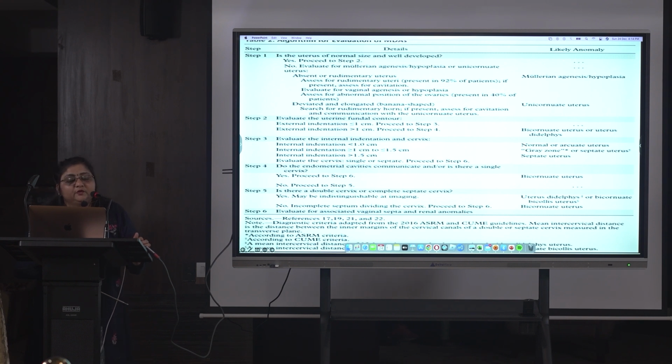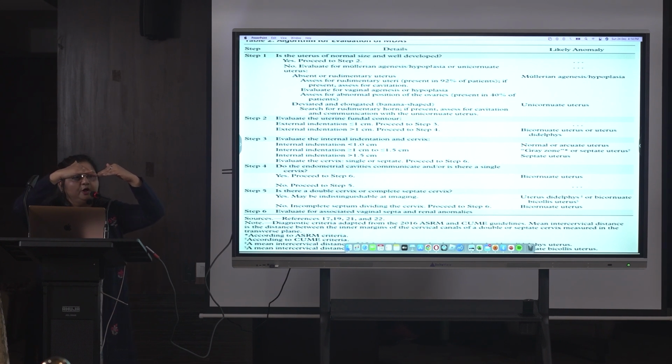Also in between you have to look for the angles. Like in arcuate uterus, because the indentation is not much in the endometrium, it will be an obtuse angle. Whereas in septate uterus, the angle will be less than 90 degrees.